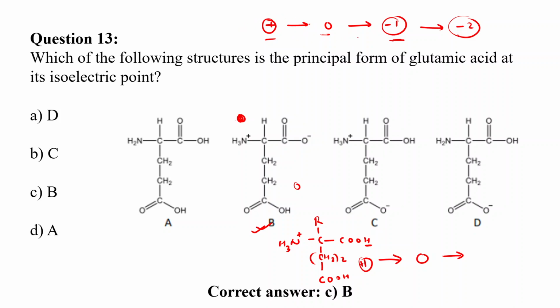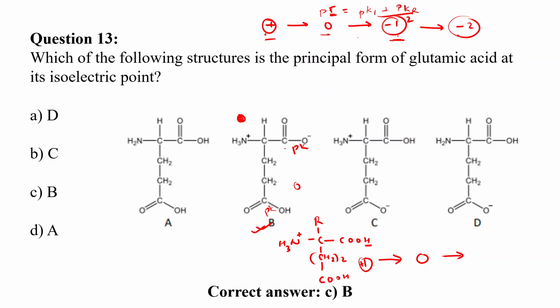in that case the pI would be equal to the average of the pK values for this group and this group. So pK value of this and pK value of this. So the pI will be equal to pK1 plus pKR by 2. So that's how you calculate a pI. In this case you were just asked to identify the structure, but in other cases if you are asked to calculate the pI also based on the pK values, you have to calculate like this.